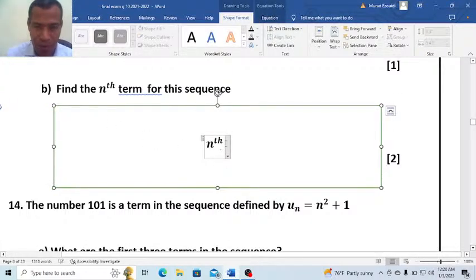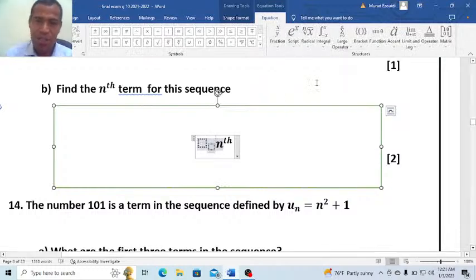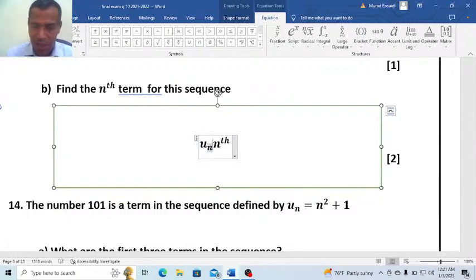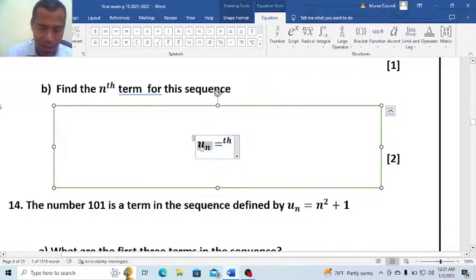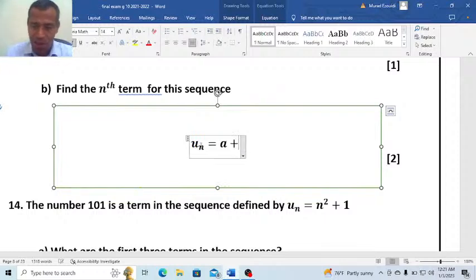Therefore, the nth term, I will just write as Un, or Tn, whatever the notation. I will write it as Un. This is Un, which is equal to what? We told there is a formula. So this one is equal to small a, which is the first term, plus, between parentheses, d times n minus 1. Then I will close parentheses.